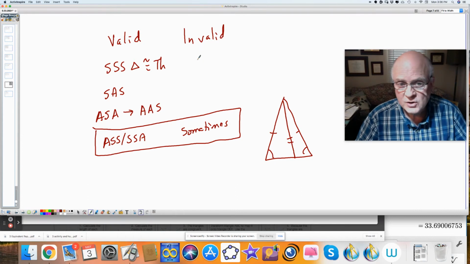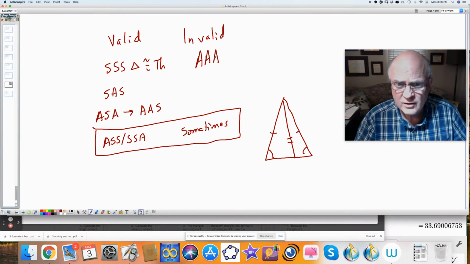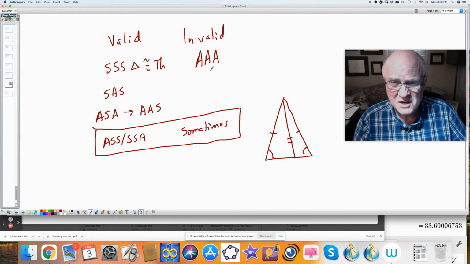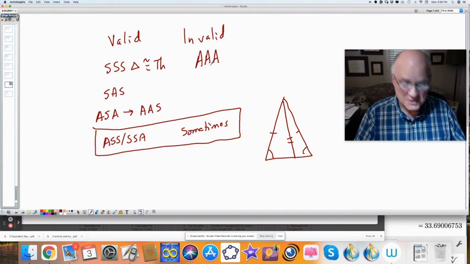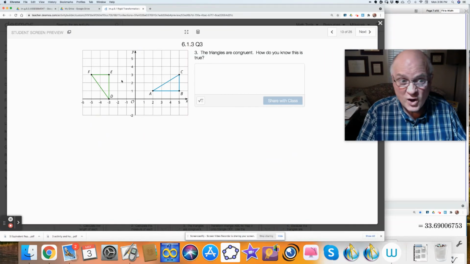Another invalid shortcut is angle-angle-angle. This is also the dilation. So if you're going to dilate two triangles, you didn't have to prove all that together anyway to prove that the two triangles are congruent.